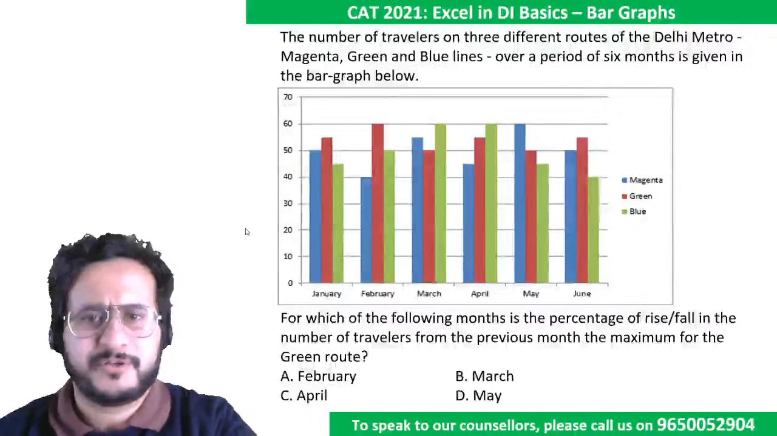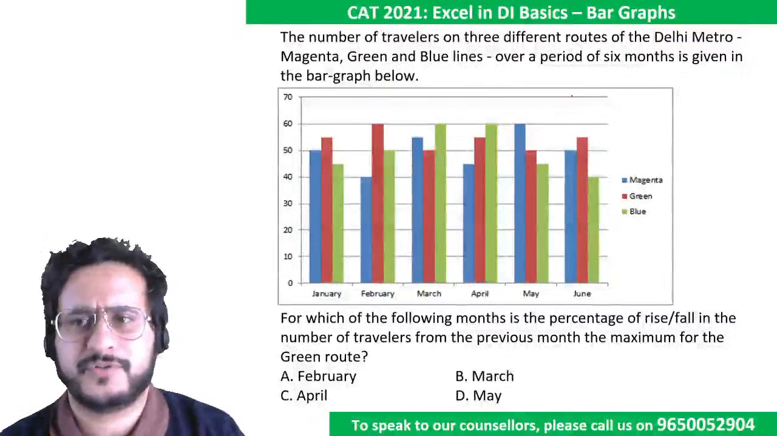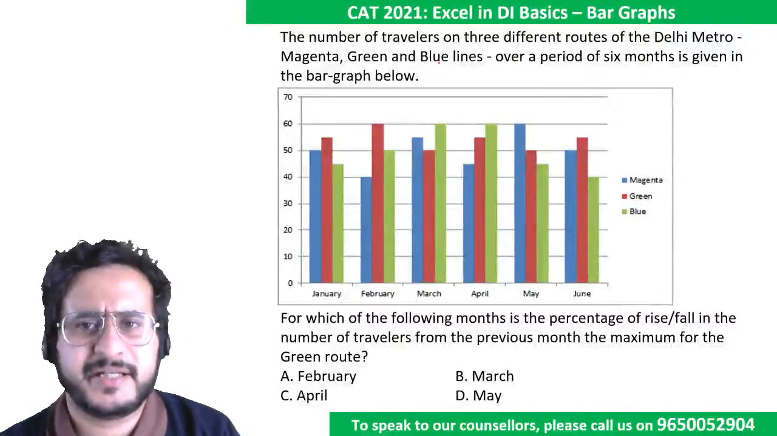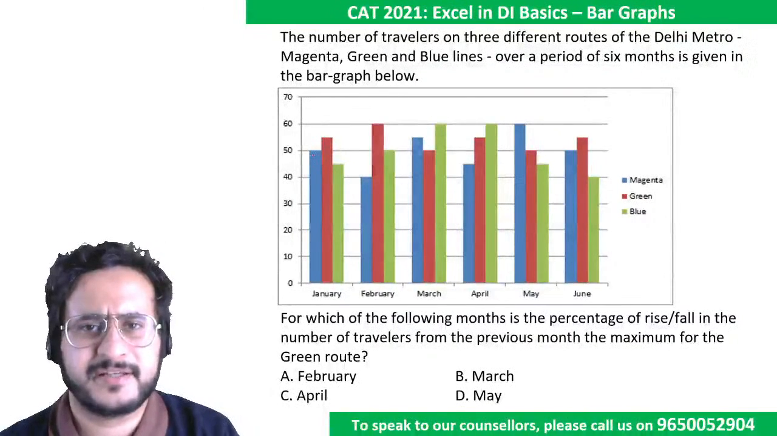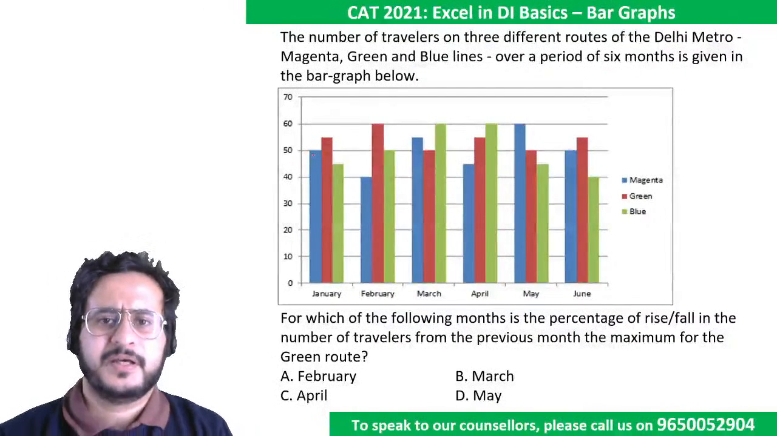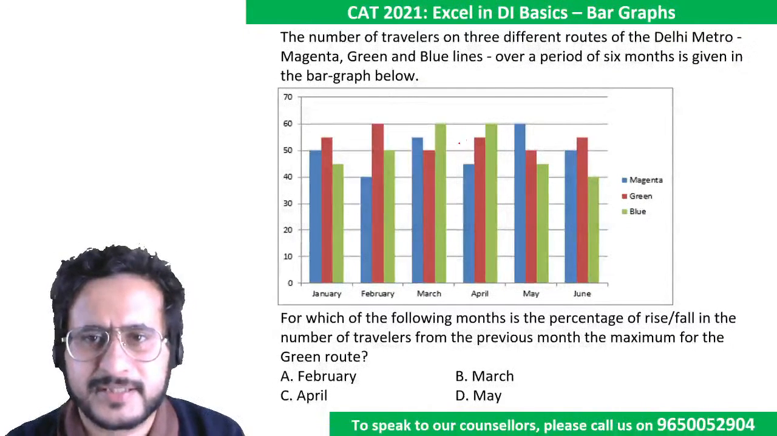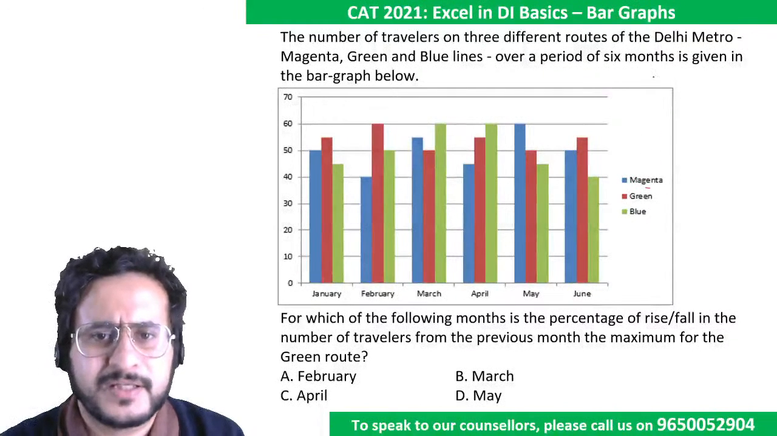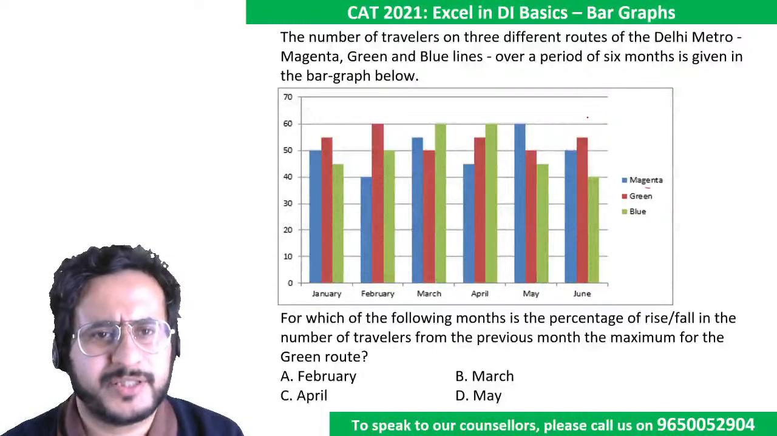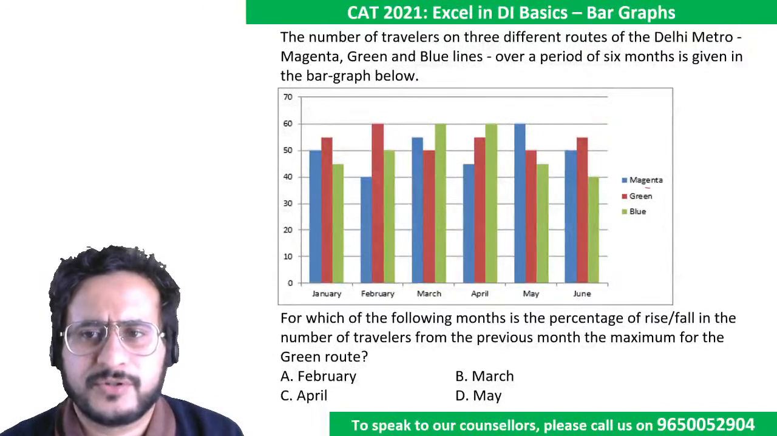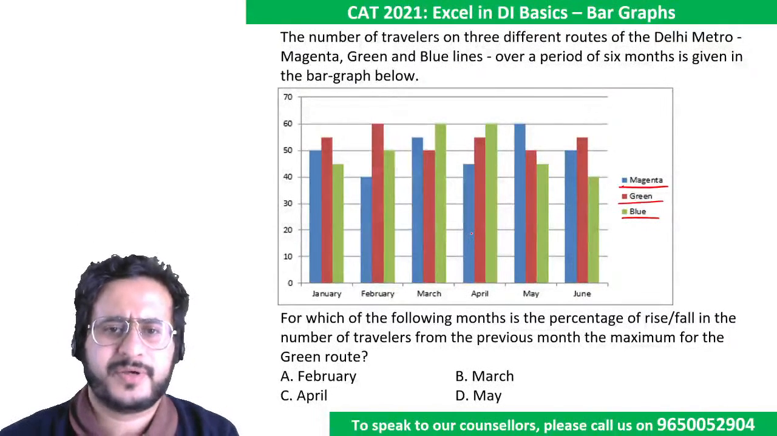It says that the number of travelers on 3 different routes of the Delhi metro, magenta, green and blue lines, over a period of 6 months is given in the bar graph below. Now one thing that you need to keep in mind is that you should read these legends properly. Sometimes the legends may not be in the same order they are given, right? So this blue one is magenta, the red one is green, and the green one is blue. Okay. The questions are quite simple.